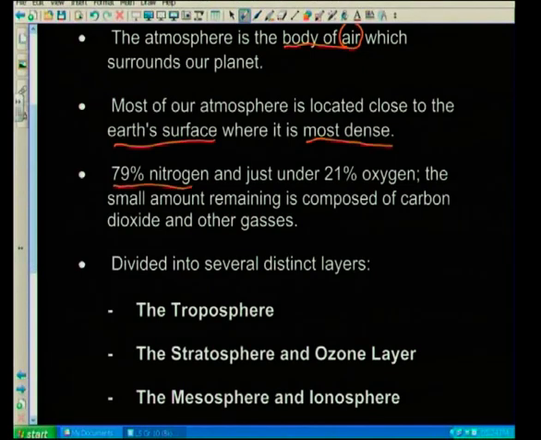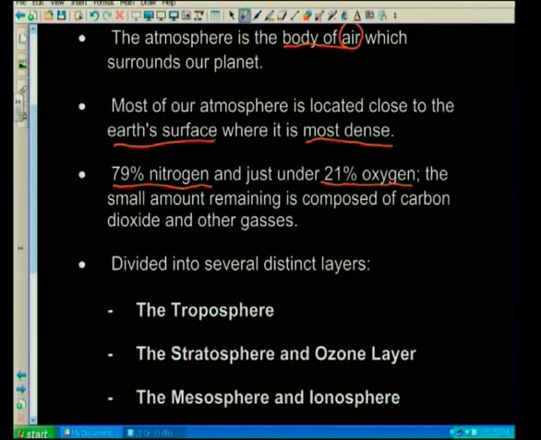Now that air is composed of plus minus 79% nitrogen. Now nitrogen is a gas that you and I cannot inhale and use, but we are very dependent on that nitrogen. Now in the next session we are going to look at the nitrogen cycle and the importance of nitrogen for you and for plants and for animals.